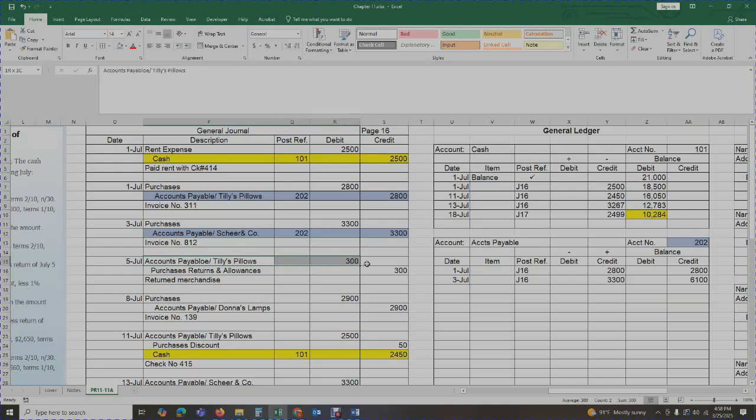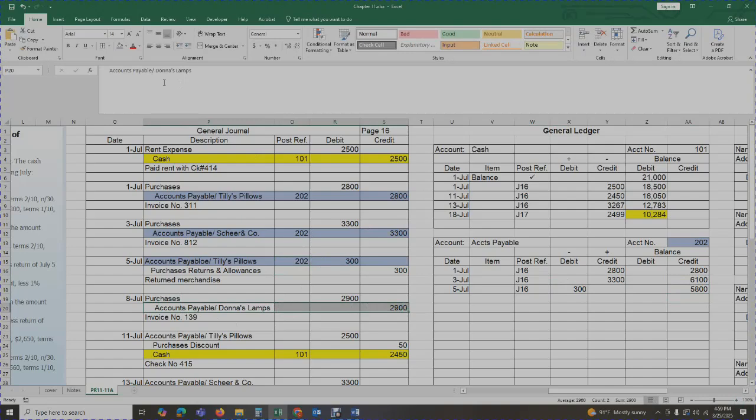We're going to continue and we have another entry to my accounts payable. This is happening on July the 5th. This is journal 16. This is a debit of $300. Remember, a debit is going to be subtracted. So I have $6,100 minus $300. My balance is now $5,800. I'm going to go back and enter my 202.